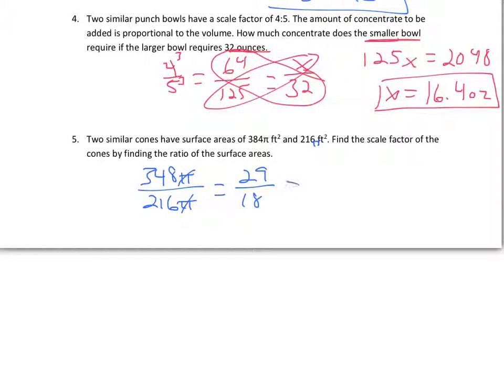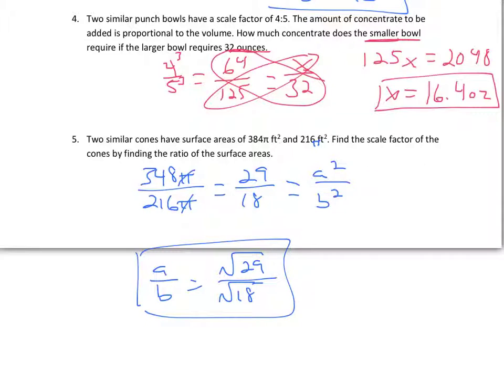So that's the ratio of the areas, a squared over b squared. Well, we want a over b. So that means that in order to get a over b, we have to take the square root of both of them. Square root of 29 over square root of 18. Okay, so that looks pretty good. And that's the final answer. That's the scale factor.